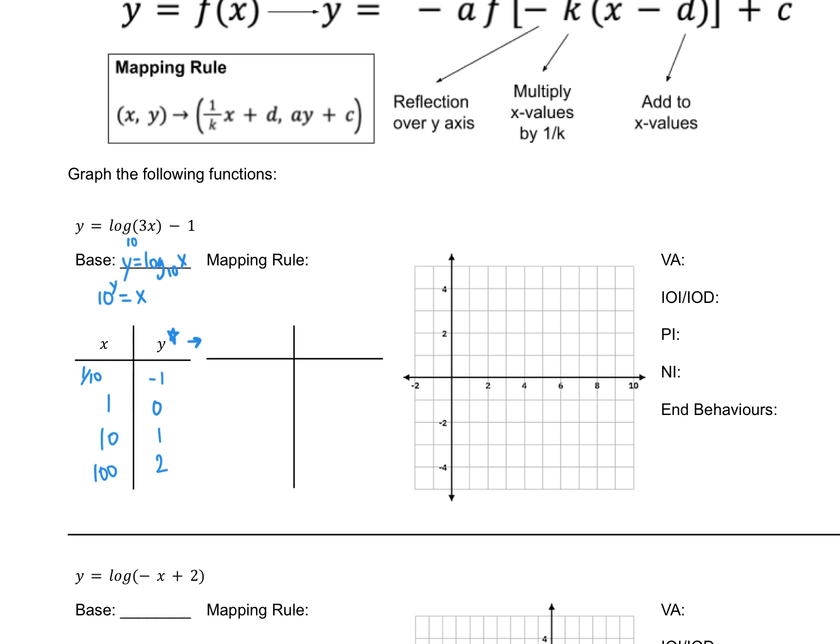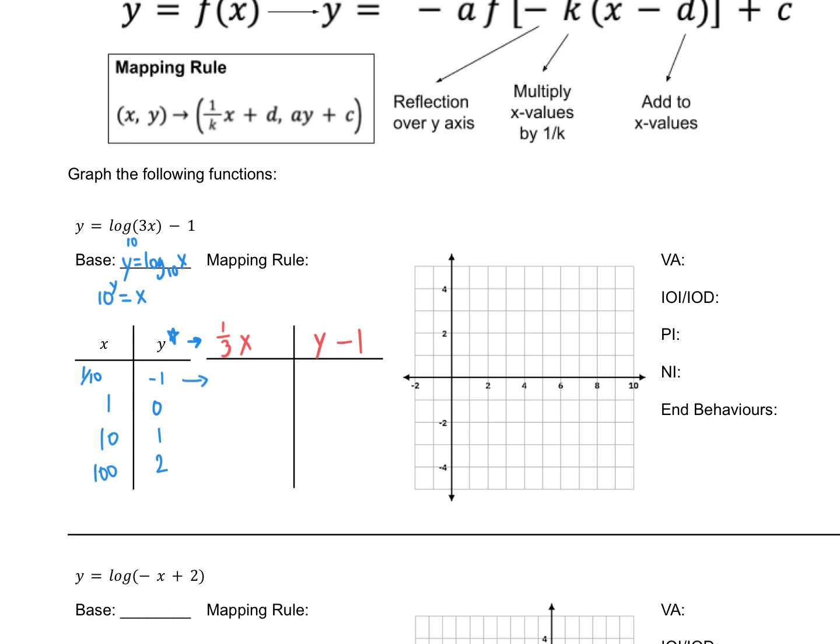The horizontal affects my x's. And we said that it's a horizontal compression by a third. So all of my x values will get multiplied by a third. Now for my y's, there's no vertical stretch or compression. I'm just going down 1, so I have to take all of my y values and subtract 1 from them. And now I'm going to apply this to that base function table of values, starting with my first coordinate.